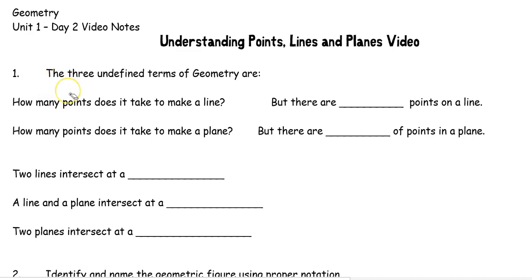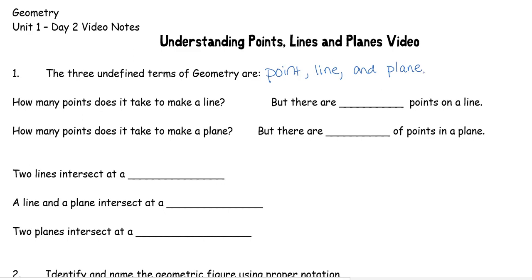So the first thing it's important to know is the 3 undefined terms of geometry. These are the 3 most basic terms that we're going to use to define other things that we learn about, and that is the point, the line, and the plane. You will have to know that, and you will have assessment questions on being able to name those 3 things.